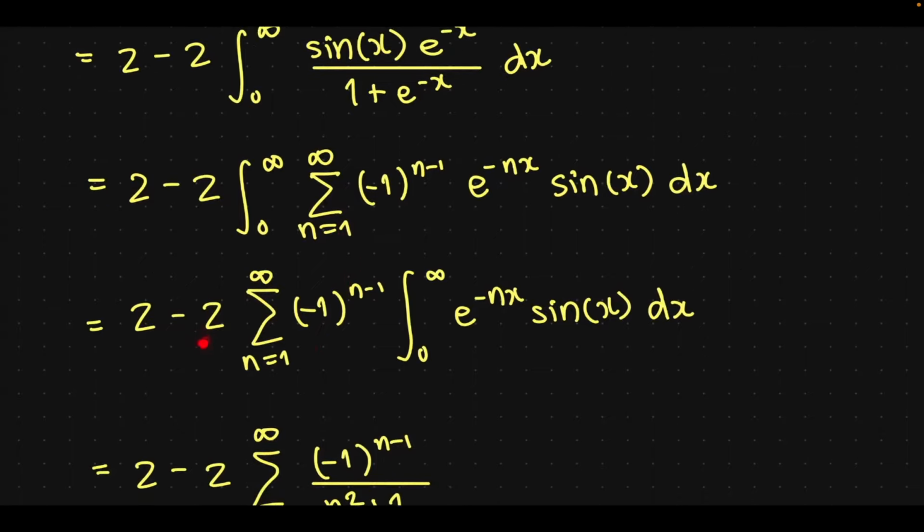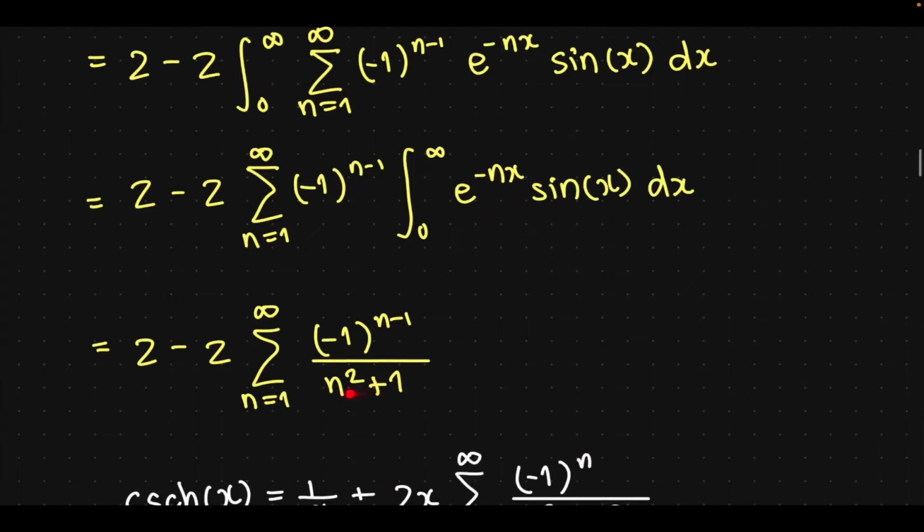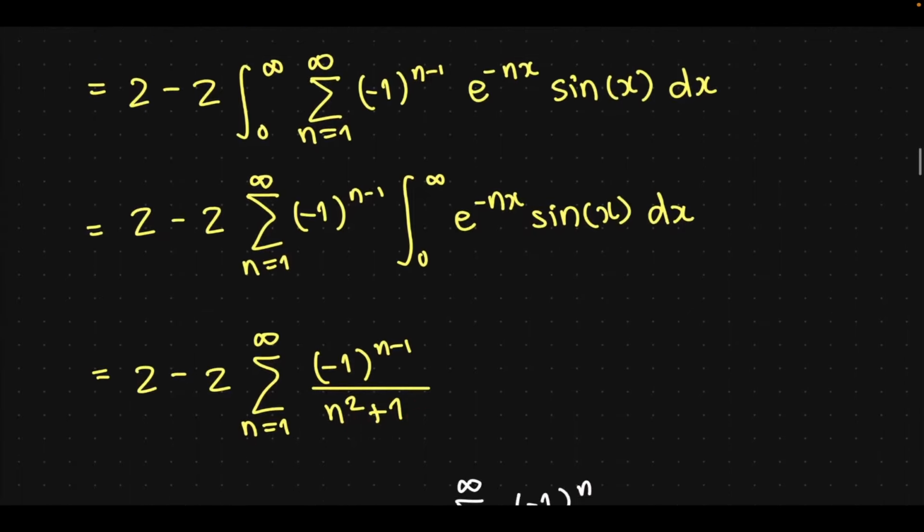So 2 minus 2 times the sum from n equals 1 to infinity of minus 1 to the n minus 1. I'm just taking the sum and integral and interchanging them. Integral 0 to infinity e to the minus nx sine of x dx. Now this is just the Laplace transform of the sine function, with the output variable being, instead of s as it usually is, n. So it's going to be 1 over n squared plus 1 using the Laplace transform tables, or just doing the integration by parts a bunch of times, twice.